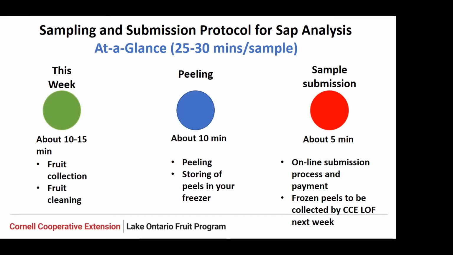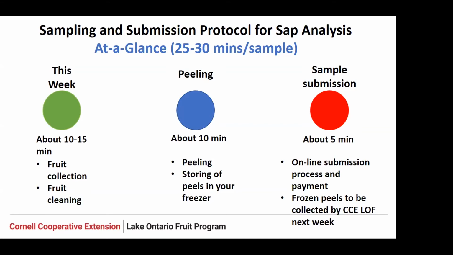Very short. This is just the time that it's going to take to do this kind of thing. You're going to be working with one sample from your farm. Perhaps you're going to spend 25, 30 minutes this week, this afternoon, going to collect the fruits, cleaning the fruits, and peeling, or you can start tomorrow with the fruit collection, the fruit cleaning and the peeling. And once you are done with the peeling, you have to store those peels in your freezer.